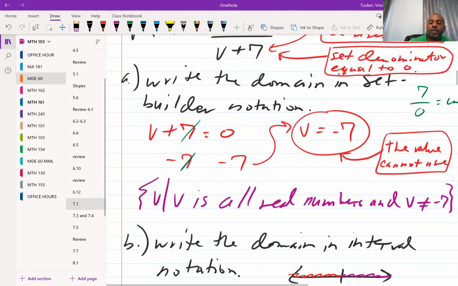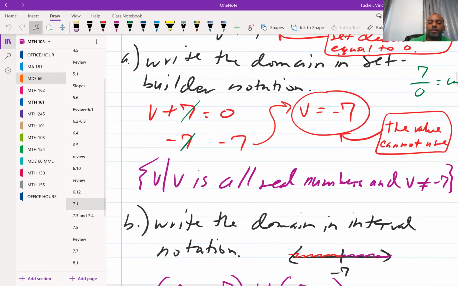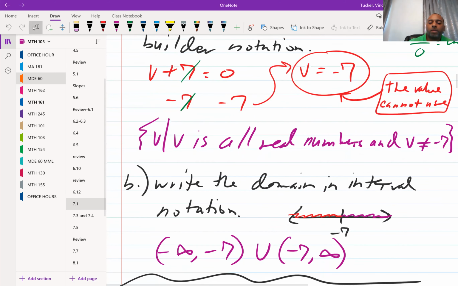All right, next one, write the domain in interval notation. So we talked about interval notation before. And remember, you can use everything except for -7. I'm going to write this in red since I used red.